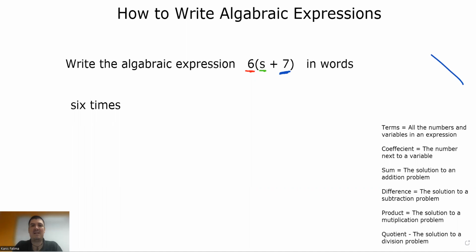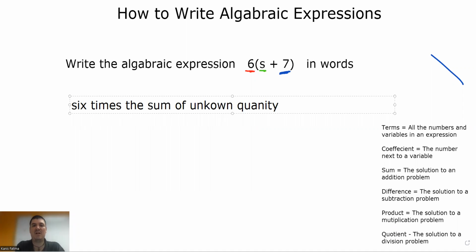So the way I'm going to write this is first I have 6 times, all right? And now I have my unknown quantity plus 7. So that is called a sum. So it's 6 times the sum of what? Well, my S is my unknown quantity, the sum of an unknown quantity and 7.